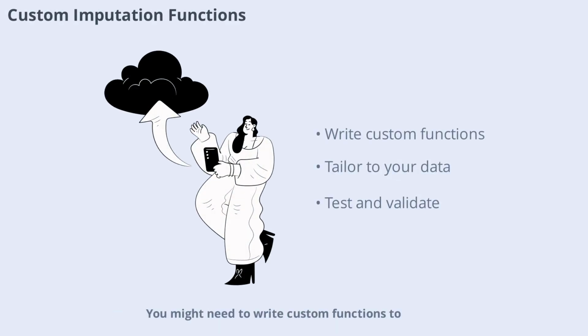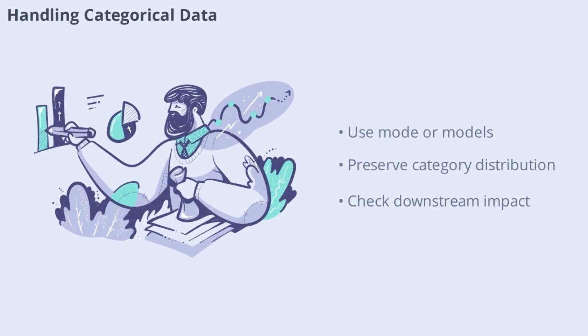You might need to write custom functions to handle unique patterns of missingness in your data. Custom solutions can be tailored to your specific needs, but they require careful testing and validation. Always check that your custom imputation doesn't introduce new biases or errors. Imputing missing values in categorical data requires special care.